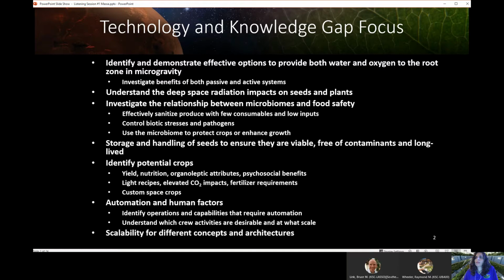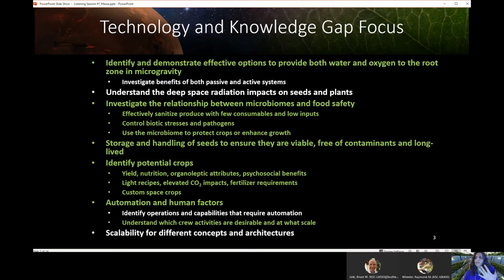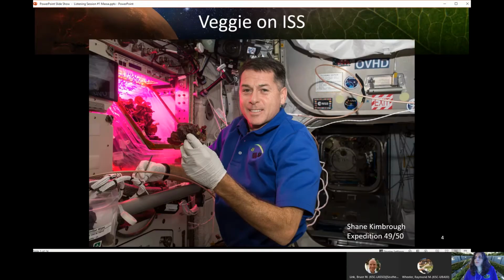And when we look at the research that we're doing on the International Space Station with the Veggie chamber, we actually are addressing quite a few of these. So all of the ones in green are being addressed with Veggie. I'm just going to go through a few of these and talk about how we're working on these right now with Veggie and what we're thinking about for the future.